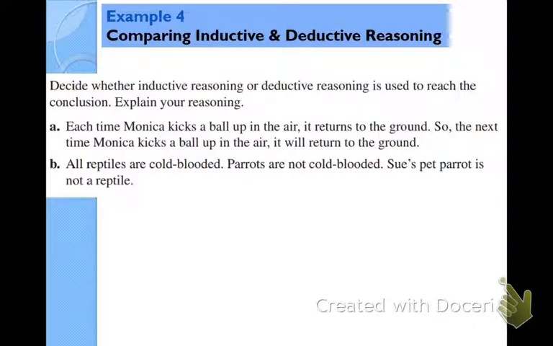So what is she doing? Is she using facts? Or is she just watching a behavior, watching a pattern? She's watching the pattern. She's watching a pattern. Look at what I kick it and it comes back. It's like magic. Okay, look at me. So this is inductive reasoning. 100% inductive reasoning. Had it said, Monica read about gravity in physics class.